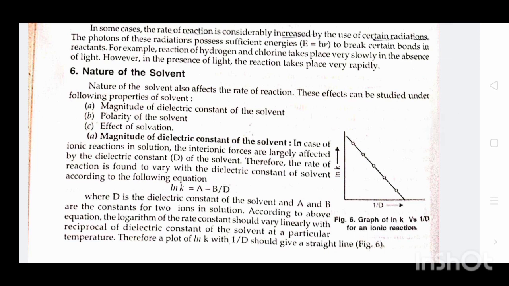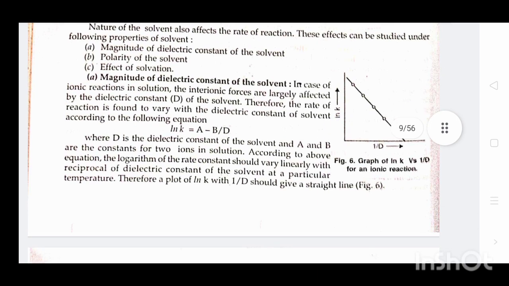In case of ionic reaction in solution, the interionic forces are largely affected by the dielectric constant of the solvent. Therefore, the rate of reaction is found to vary with the dielectric constant of solvent according to the following equation, where D is the dielectric constant of the solvent and A and B are the constants of two ions in solution. According to the above equation, the logarithm of the rate constant should vary linearly with reciprocal of dielectric constant of the solvent at a particular temperature. Therefore, a plot of ln k with 1 by D should give a straight line.